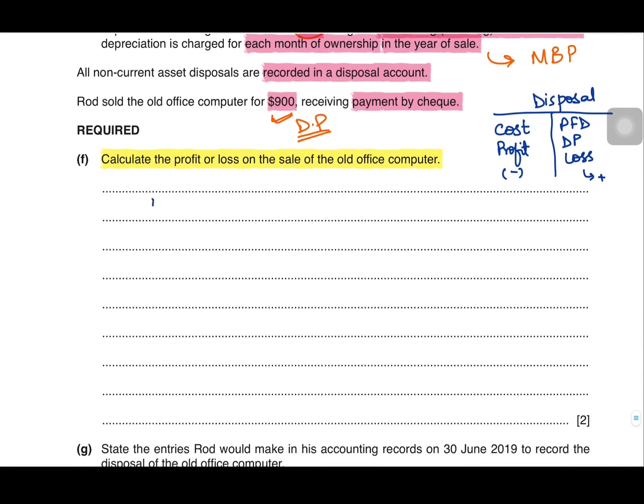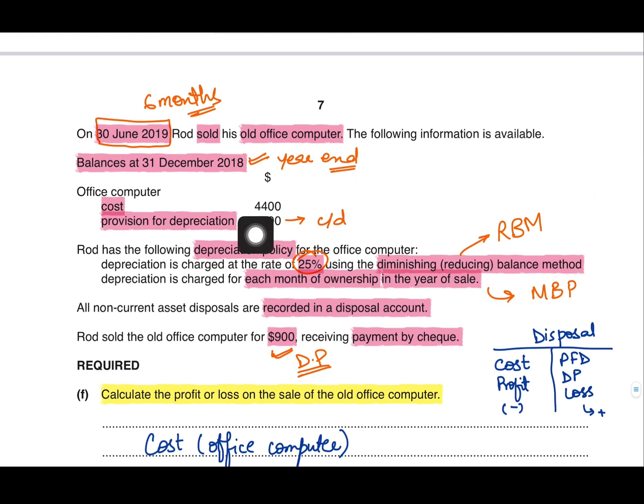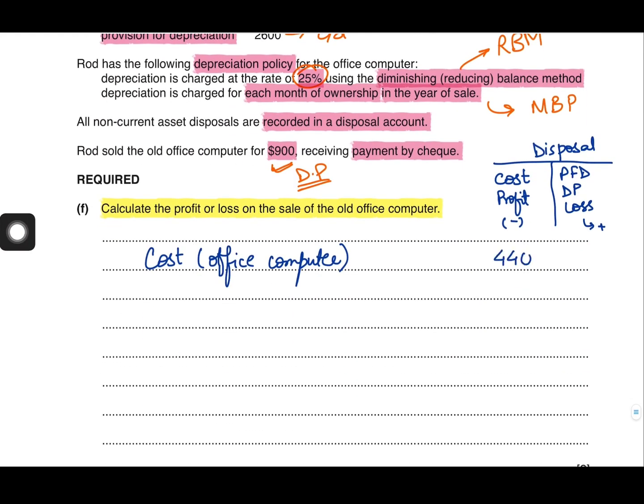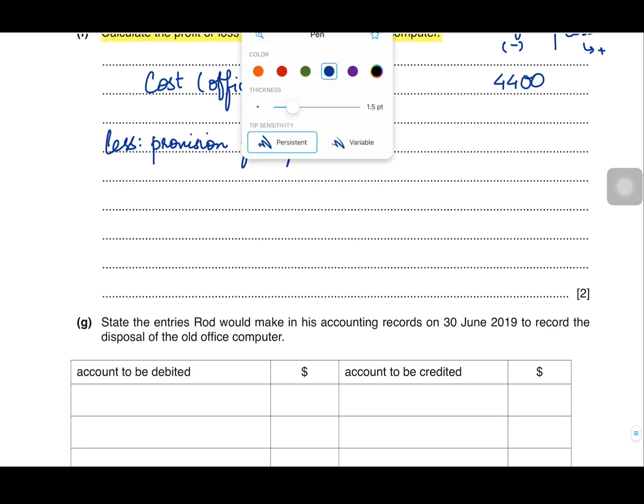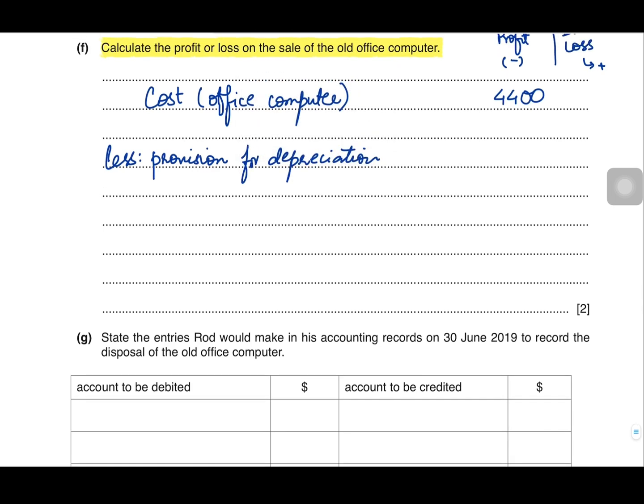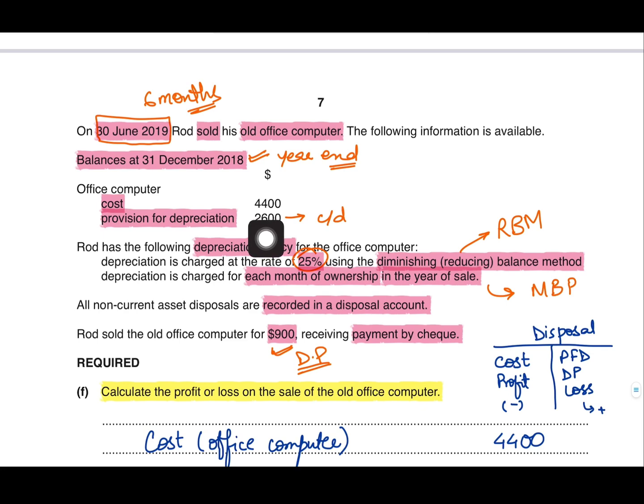So first of all, what is the cost of the office computer? The cost is $4,400. Okay, so $4,400 is the cost. Then we will subtract the accumulated depreciation from this cost, so that we have the net book value, and then we'll compare the net book value with the disposal proceeds in order to calculate whether there's a profit or loss. So less provision for depreciation. Provision for depreciation will be the accumulated depreciation on the office computer from the date of its purchase till the date of its sale, right? So we have the depreciation figure of 2600, right? Should I take 2600 as it is, or should I do something with it?